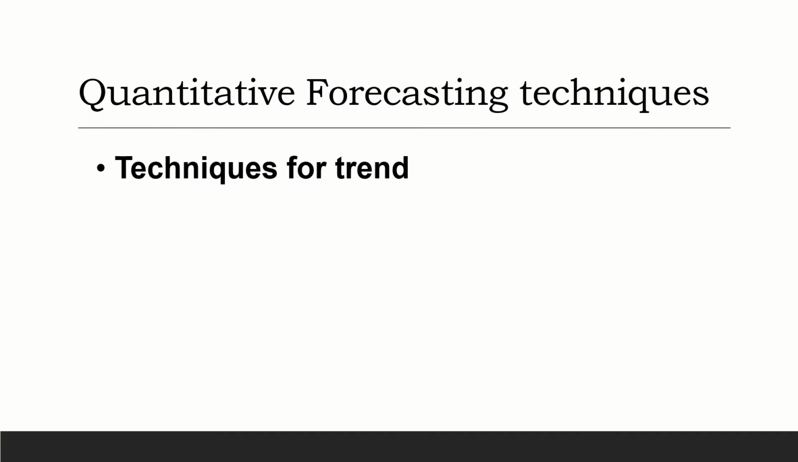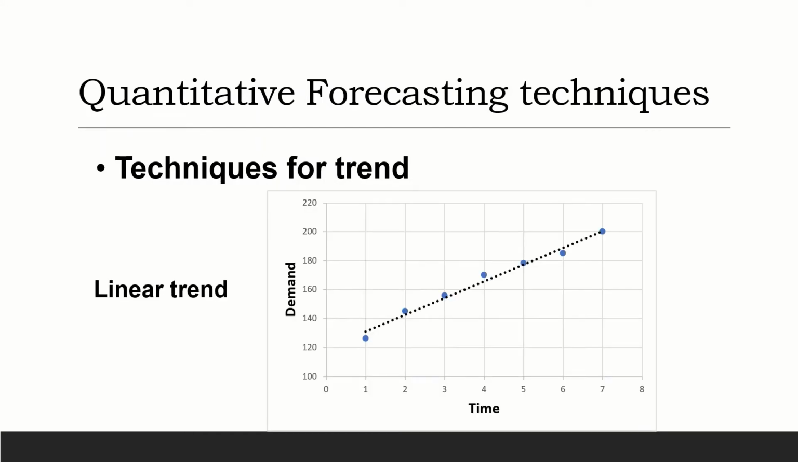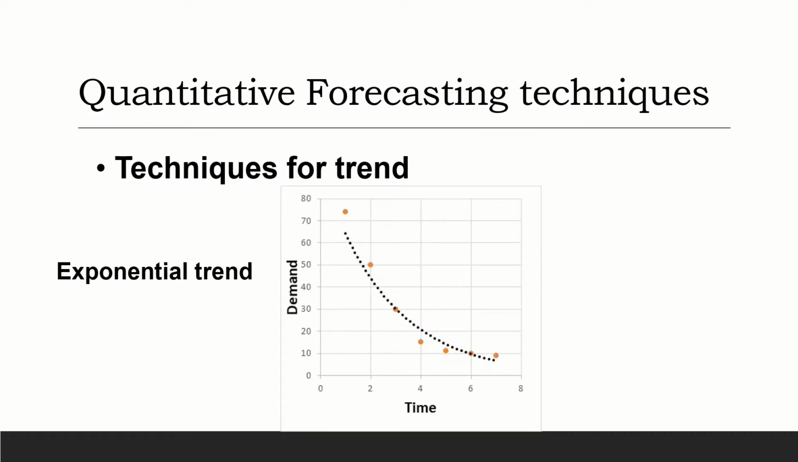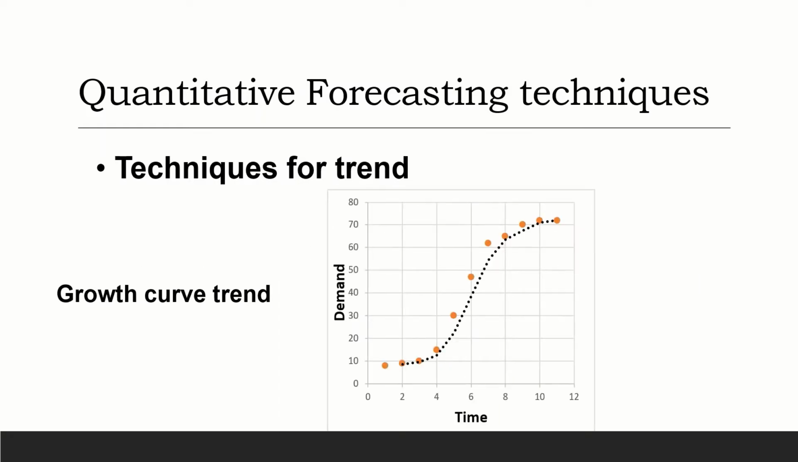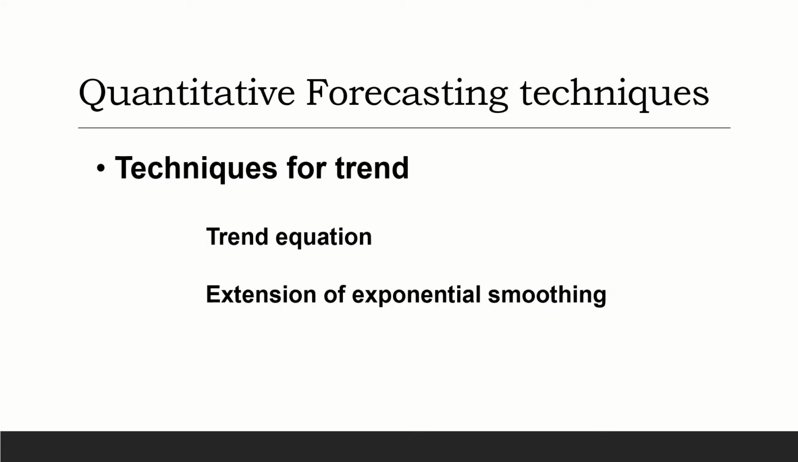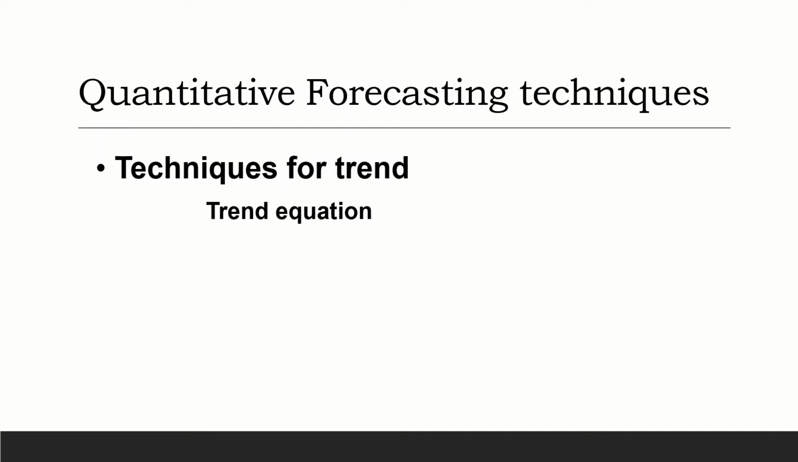Analysis of trend involves developing an equation that will suitably describe trend, assuming that trend is present in the data. The trend component may be linear, parabolic, exponential, or growth curve trend. There are two important techniques that can be used to develop forecasts when trend is present. One involves use of a trend equation. The other is an extension of exponential smoothing.